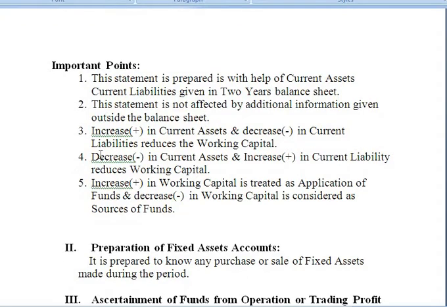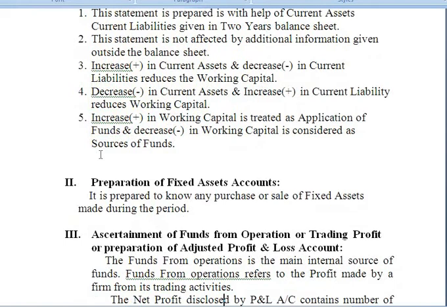The second one is the preparation of the fixed assets account as well as the fixed liabilities account. Now these accounts we prepare to identify or to get to know any purchase or sales of fixed assets made during the period.